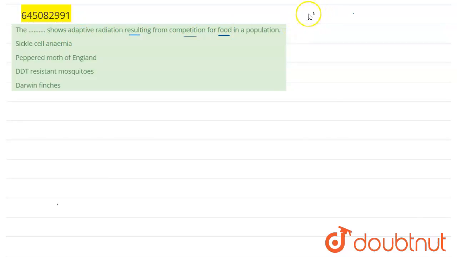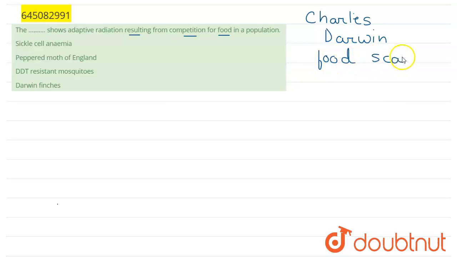Now this concept of adaptive radiation was given by the famous scientist Charles Darwin, and he said that species which develop from a common ancestor migrate to different locations because of the scarcity of food. As they migrate to different areas, they show divergent characteristics which have no similarity to their ancestors. Such an adaptation which results from either food scarcity or climatic change is known as adaptive radiation.